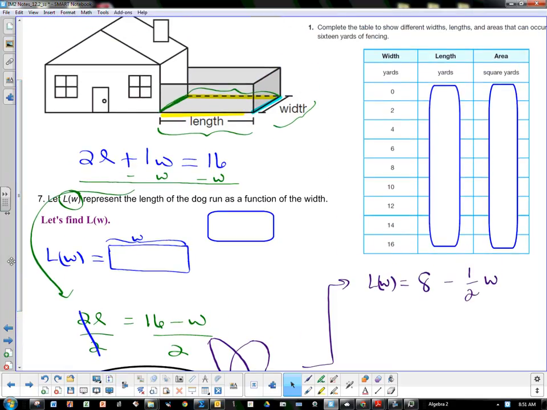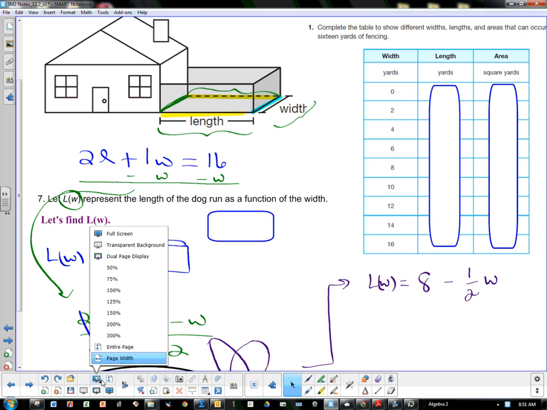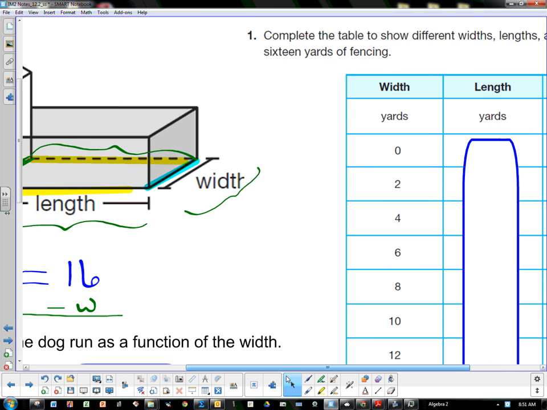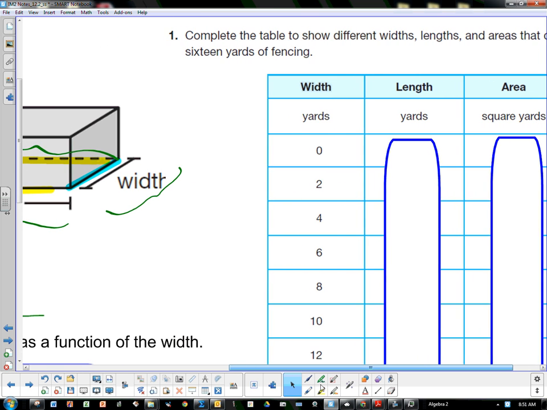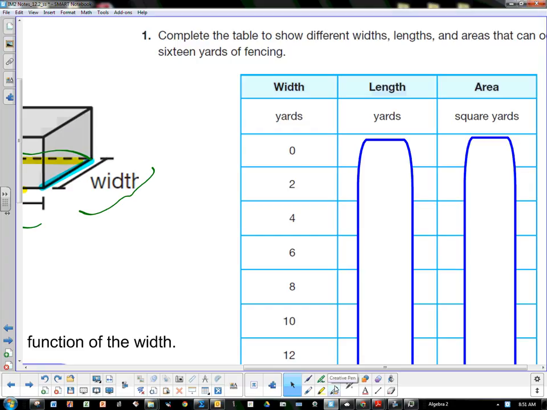Now, it's part of your job to really understand what's happening here, so they made this table for a reason. They have the width. They give you some examples of the width. And how about let's zoom right in here. Let's head over to this table. If the width is 0, what do you think the length is?